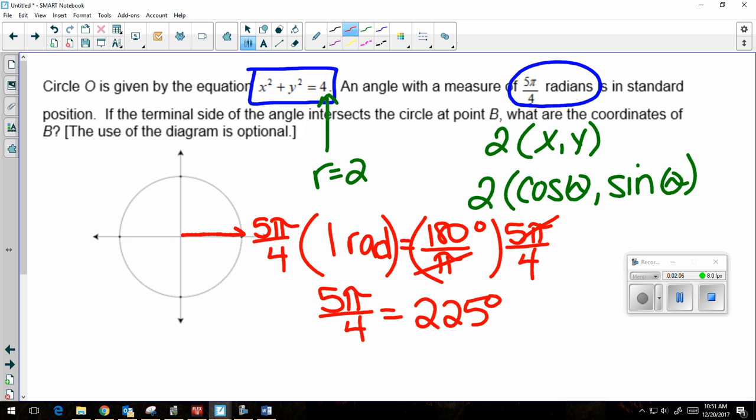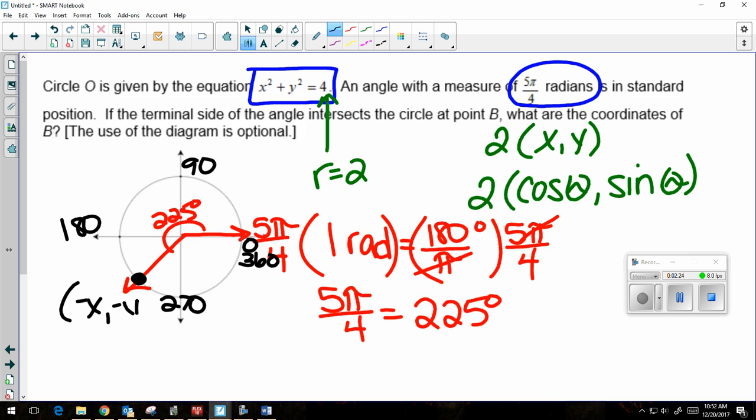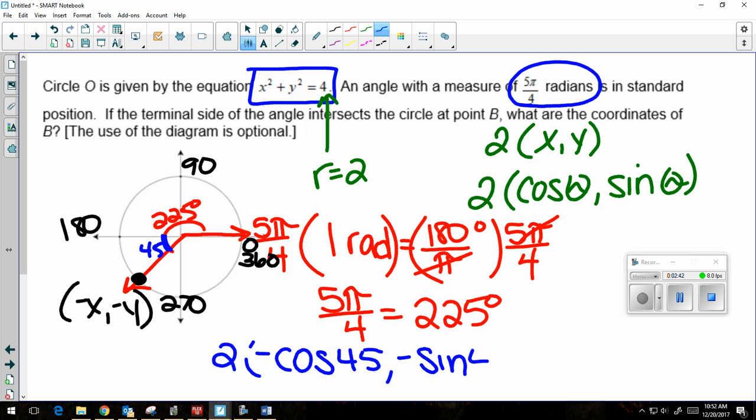So on my circle, I'm going to be in quadrant 3. This is 225 degrees, because remember, we go 0, 90, 180, 270, 360. So this is the point here. It's going to be a negative x and a negative y because I'm in the third quadrant. My reference angle is going back to the x-axis, so it's this angle here, which is 45 degrees. So I need to do 2 times negative cosine 45, comma negative sine 45.